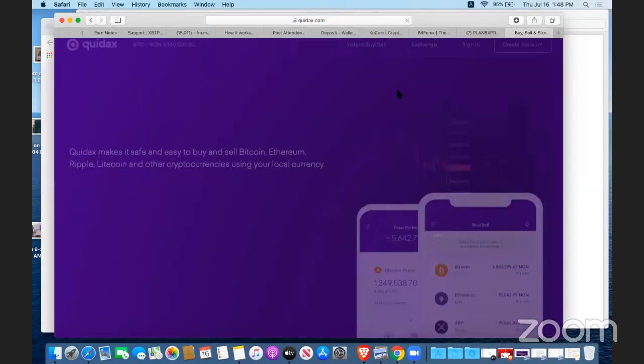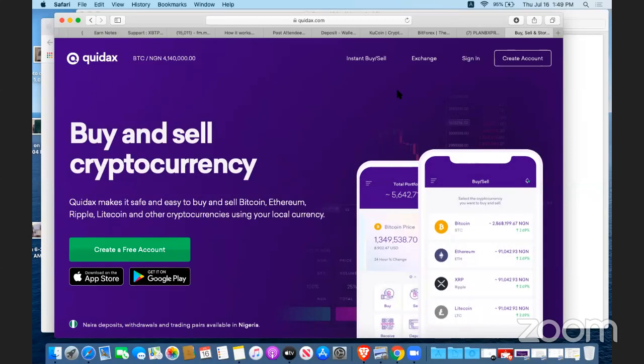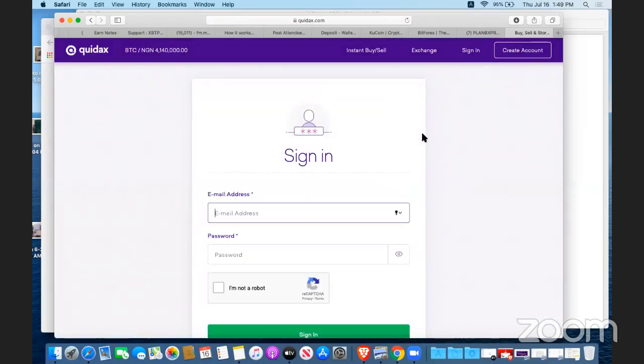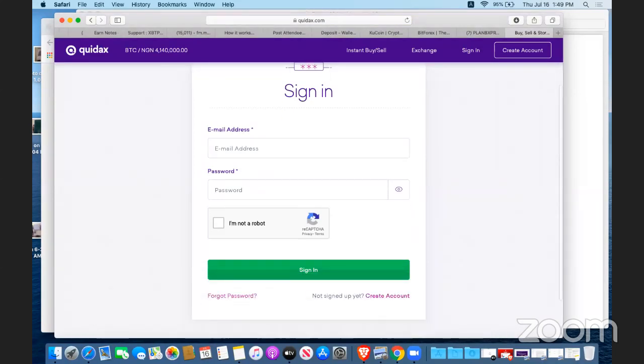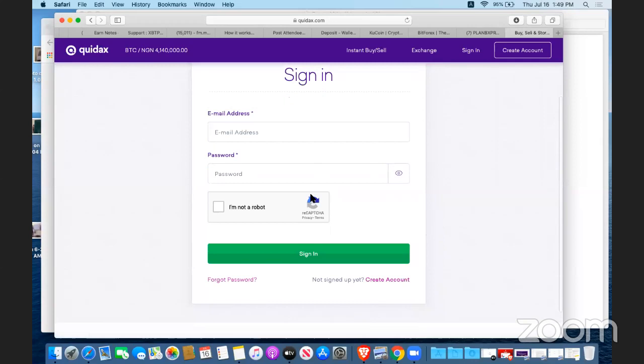Quidas is for some of you that are in Nigeria, okay? Quidas can be used for you to do fiat transactions. If you don't have Quidas, try and register. I'm going to log in to show you.